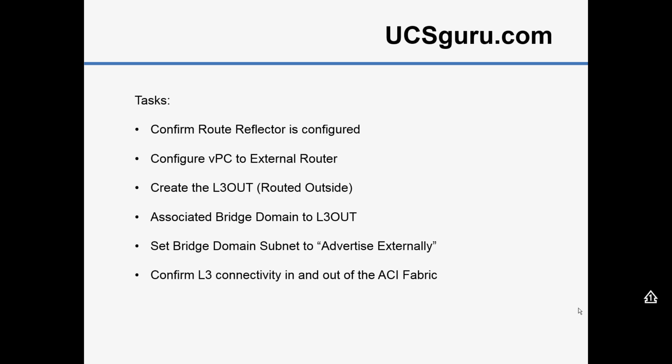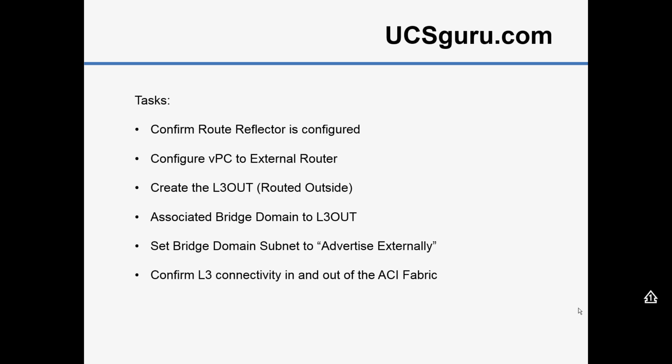So there's a few steps involved here. We're going to confirm our route reflectors are configured. Obviously when we advertise an external route into the ACI fabric via whichever protocol, that is redistributed into multi-protocol BGP at the leaf and advertised up to the spine. Hence these spines need to be configured as route reflectors. But as we'll see, that's pretty straightforward to do.